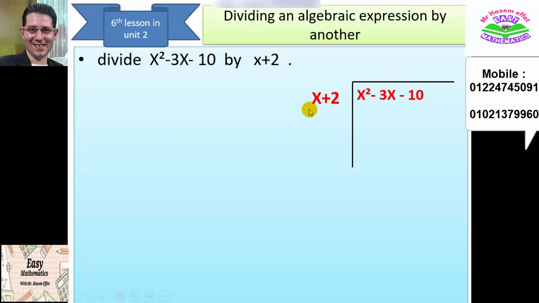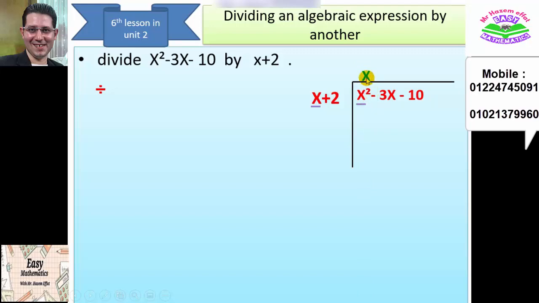To divide this algebraic expression by another one, as we learned, we must divide the first term by the first term. I mean we must divide x power 2 by x power 1. The first step is to divide this algebraic term by this algebraic term. x power 2 divided by x power 1: when we divide like this, we subtract their powers, so it will be equal to x power 1.